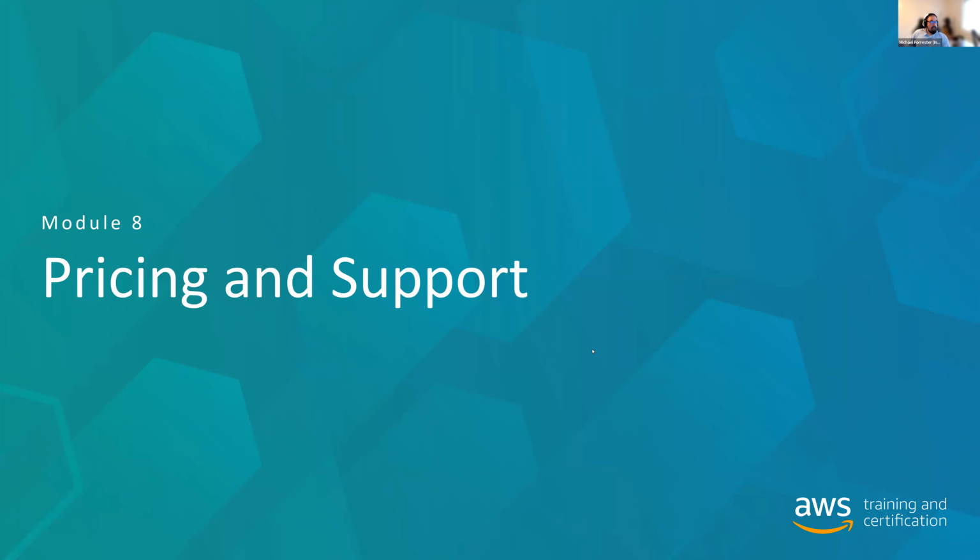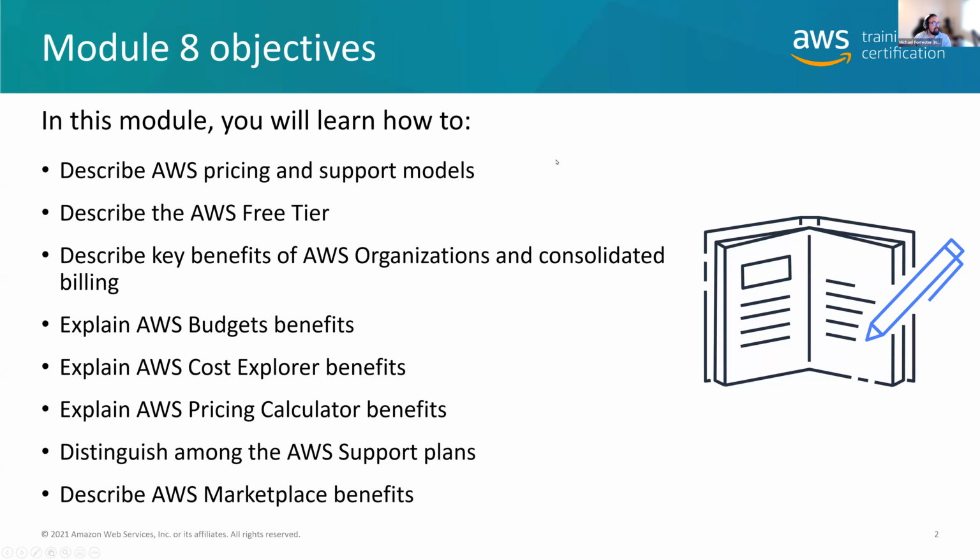Okay, so module 8, pricing and support. We're going to talk now about a couple of different things, right? First and foremost, we're going to talk about the pricing and support models, and also a little bit about the free tier, a little bit about cost estimation for AWS, and then we're going to talk about some of the billing tools.